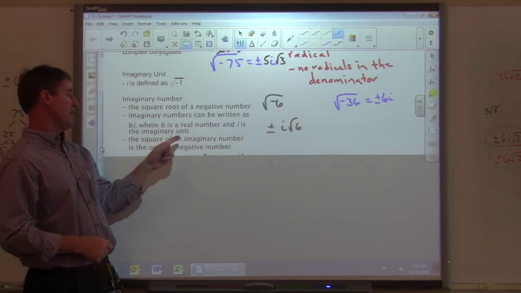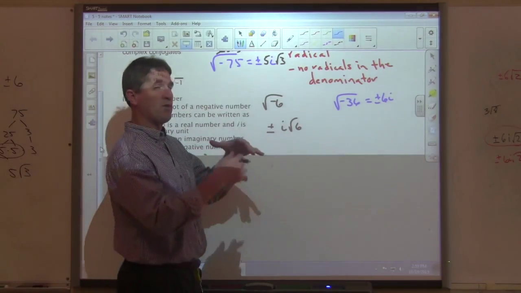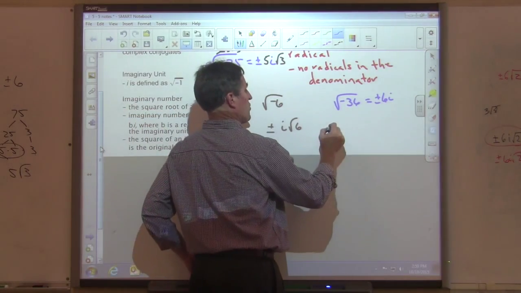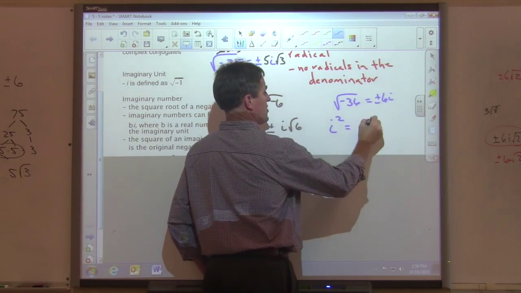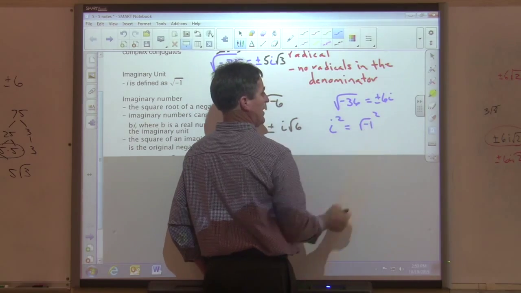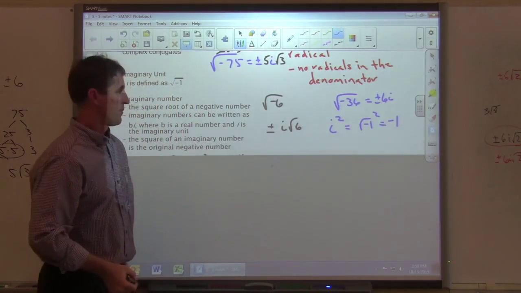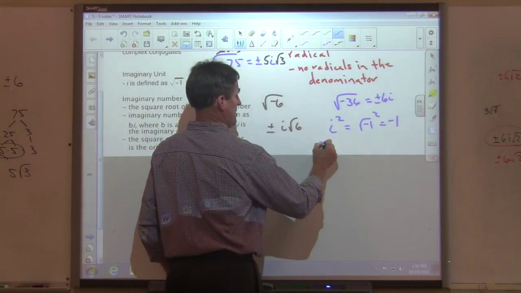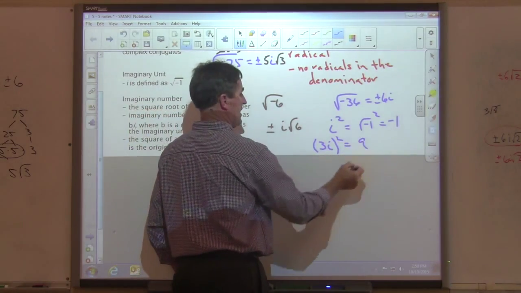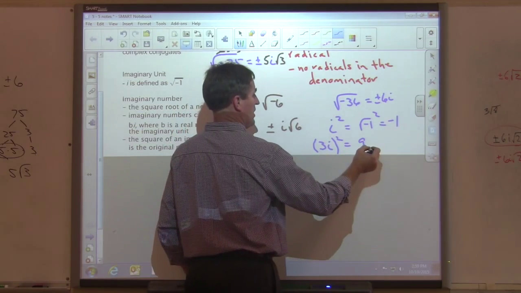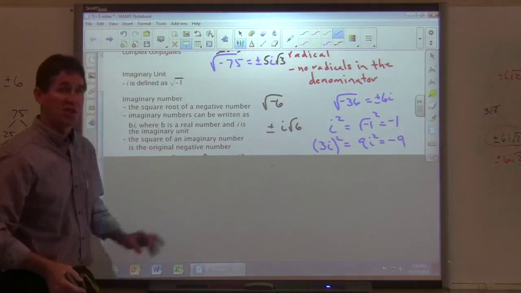And the square of an imaginary number is the original negative number. So here's what it's talking about. If you square an imaginary number, if we square I, well, we already know that I is the square root of negative 1. So this is really that, and then the squared and the square root cancel, so you get negative 1. So if we had 3i and we squared the whole thing, 3 squared would be 9, I squared would be negative 1, so this is I squared, which would equal negative 9. So it's just some simplifying.